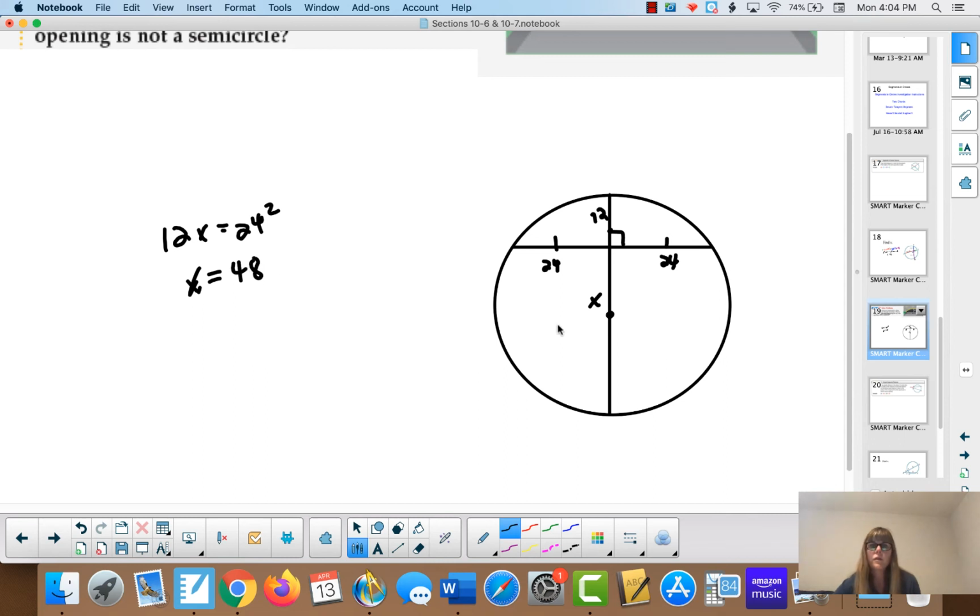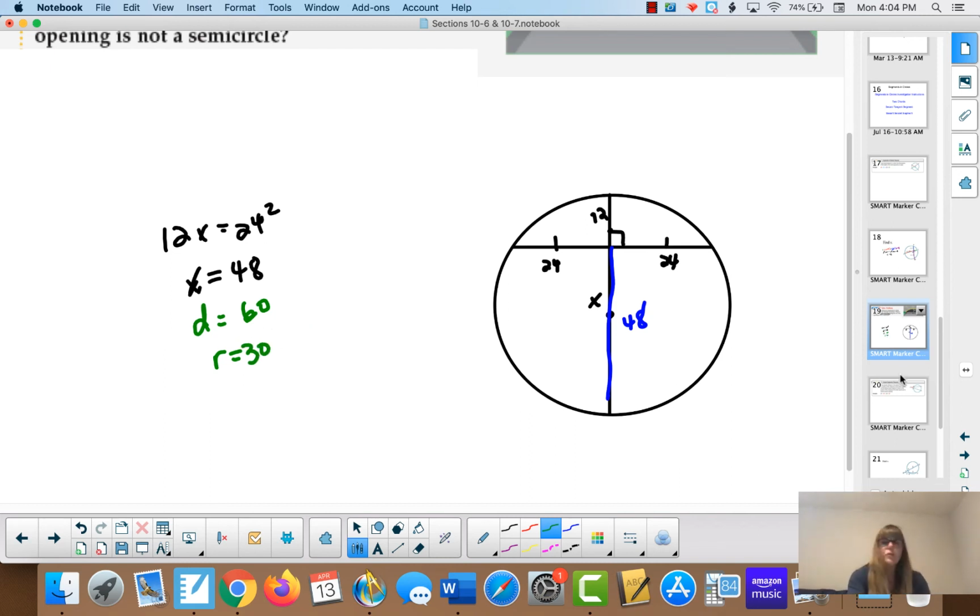So this piece right here is 48. By adding these two pieces together, the 12 and the 48, I can conclude that the diameter is 60, and so the radius has to be 30.